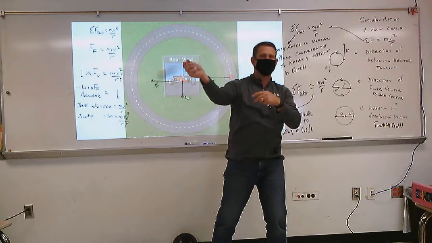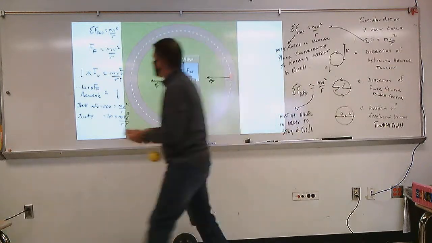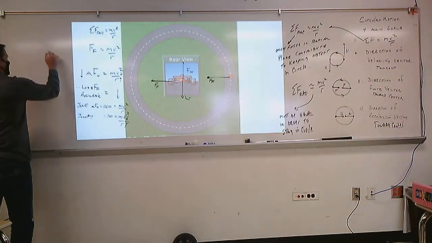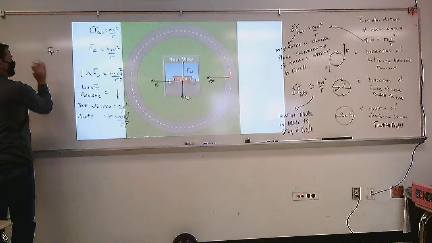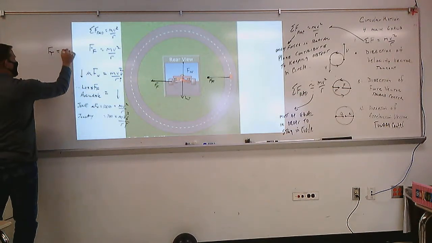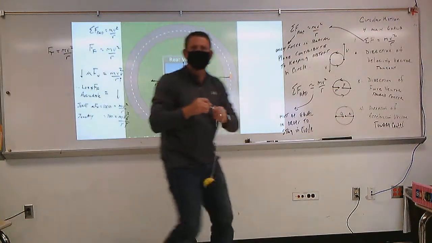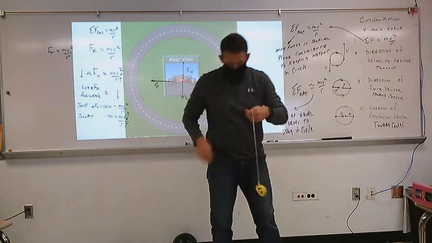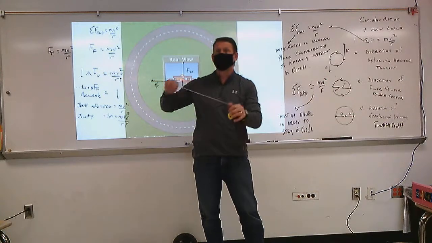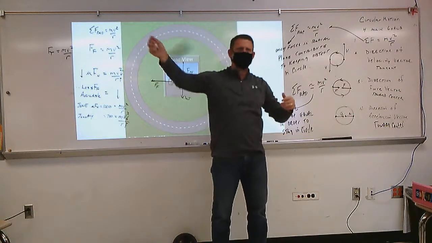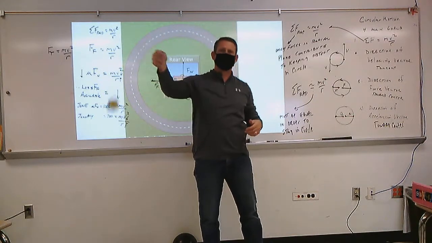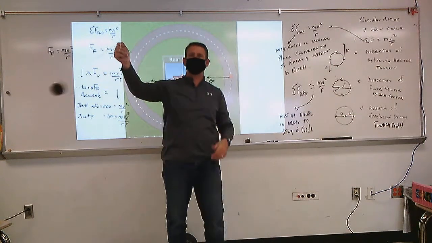So as I go to do this, it's the tension that is providing the force to keep the object in the circle. But will the object always stay in the circle? Not if the tension in the string gets too big. Now, what would have to happen for the tension needed in this string to increase?